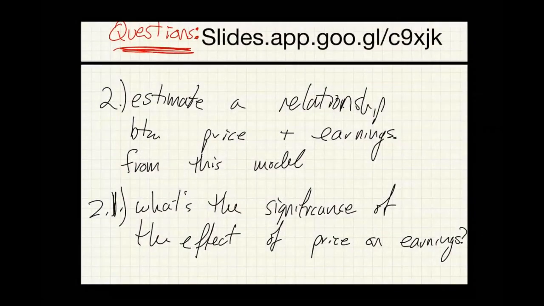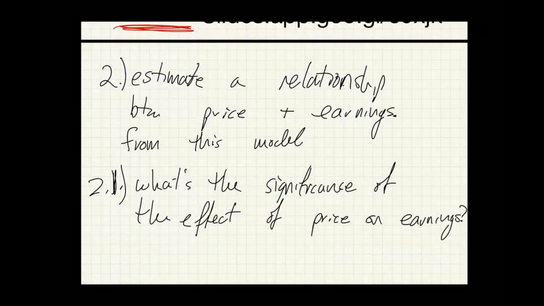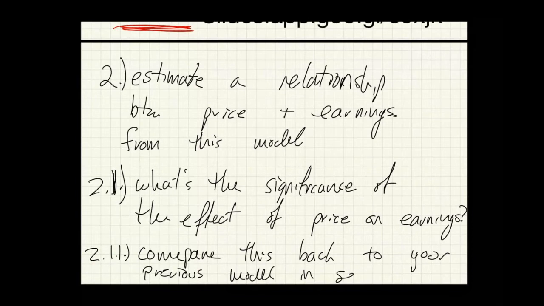Plenty of people have reviewed this to make sure that normal human beings can understand what I'm writing. So I've tried really hard to make sure that it's really clear and straightforward. If I have something like this where I'm saying, what's the significance of the effect of price on earnings? I might be expecting you to compare it back to something else. I might say 2.1.1, compare this back to your previous model in section 1. So I've tried to be really clear when it's individual components like that.